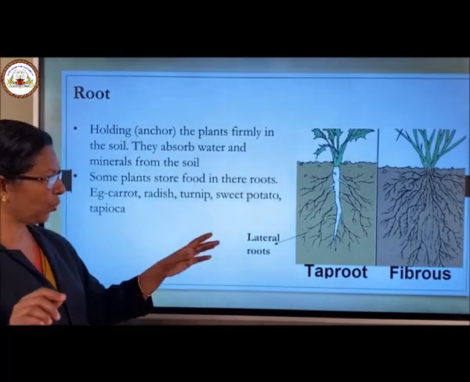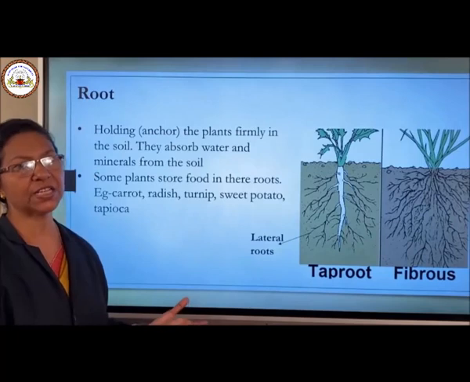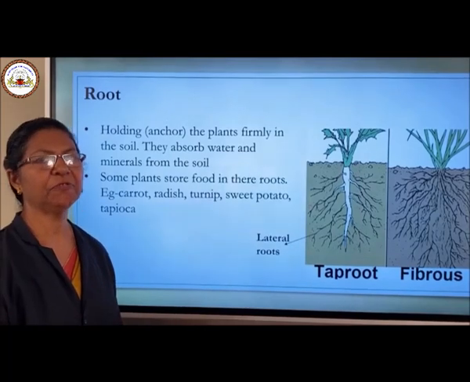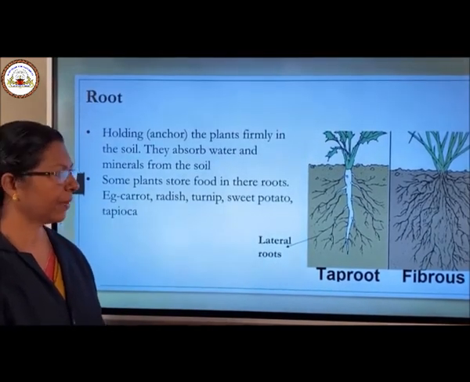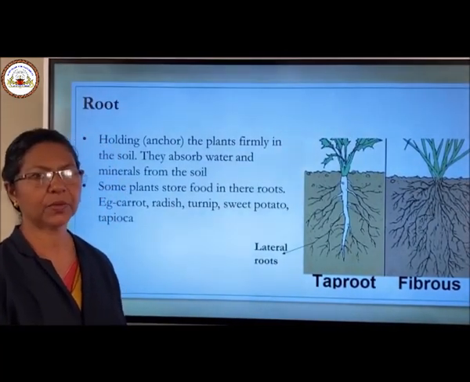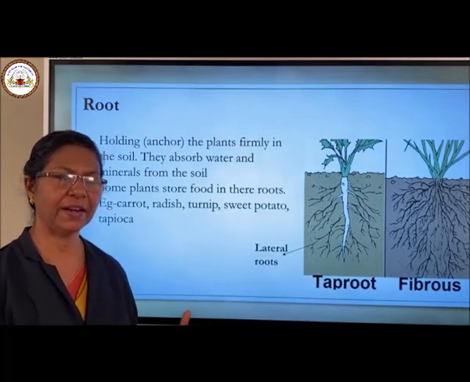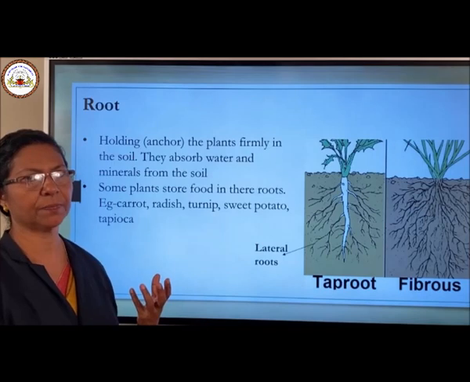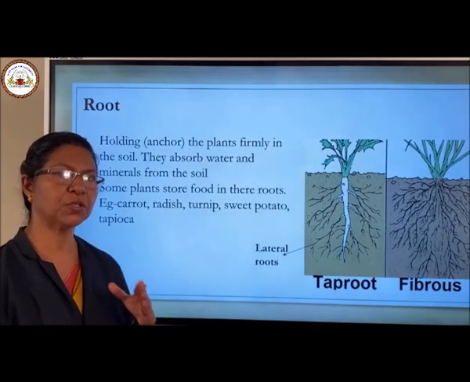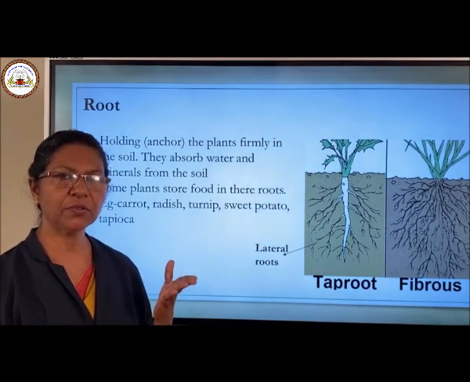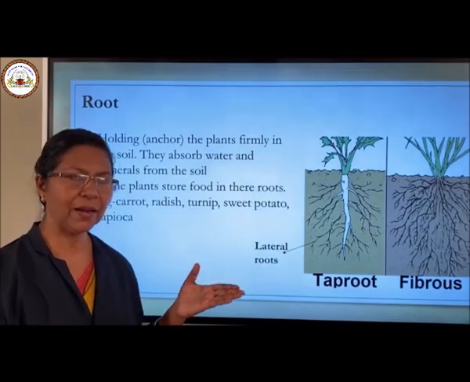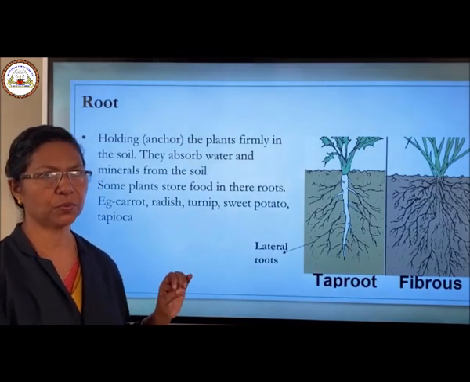Based on the root, we can identify the venation of the leaf. The plants which have a taproot system have reticulate leaf venation. And the plants which have a fibrous root system have parallel venation. So based on the root system, we can identify the type of venation in plants. And when we see the venation of the leaves, we can also identify what type of root system they have. Plants with reticulate venation have a taproot system, and plants with parallel venation have a fibrous root system.